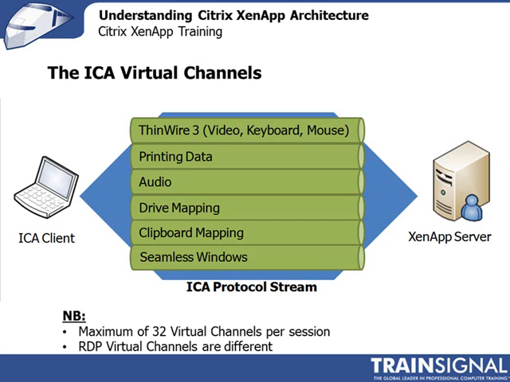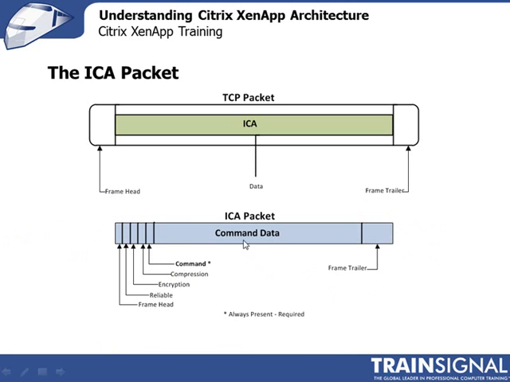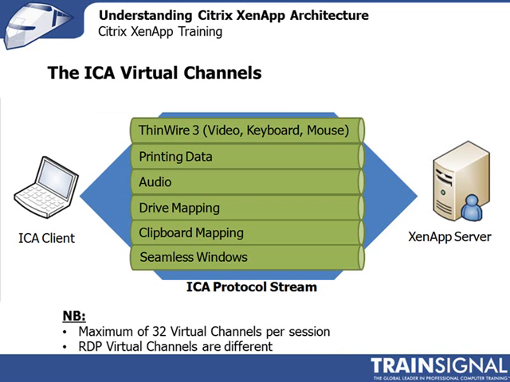So let's go back to the earlier slide here. You'll notice within the command data, you'll have all the different virtual channels that you can encapsulate, and then you're putting it inside of a TCP packet and sending the whole thing across the wire. So all of the command data will be part of the ICA packet, for a more efficient way of transmitting data to the other side, to point B, for example. Now, within the ICA protocol, you can have a maximum of 32 virtual channels per session.